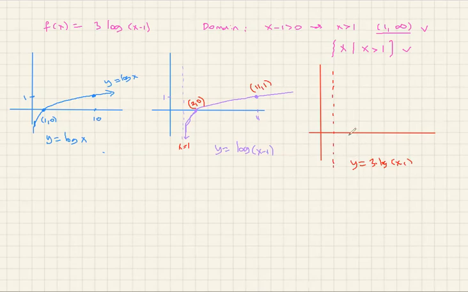Okay, but this point will not change either. So this was (2, 0). So I'm going to write (2, 0). But the y values will be triple. Okay, so instead of now (11, 1), so it was (11, 1), so let's say this is 11. The corresponding y value will be 3, so it should be something like this. So it will be stretched by a scale factor of 3.